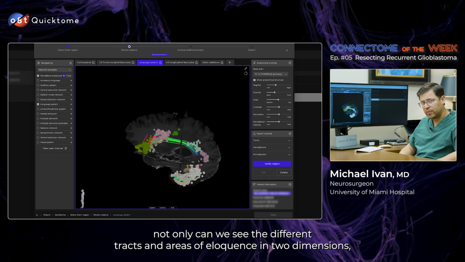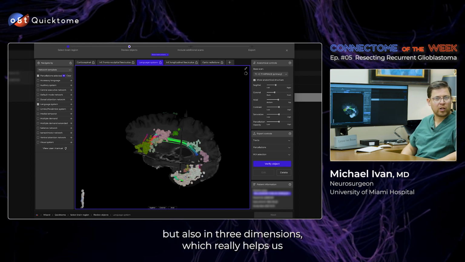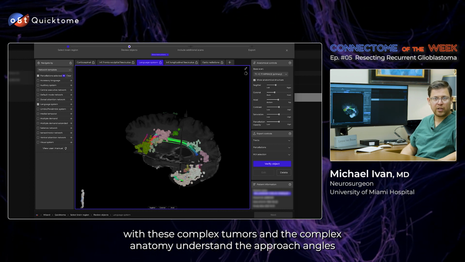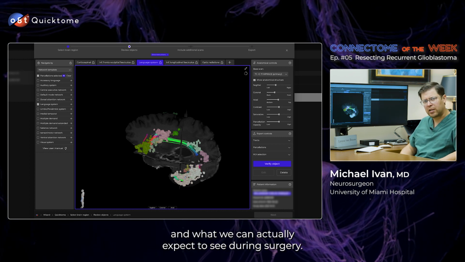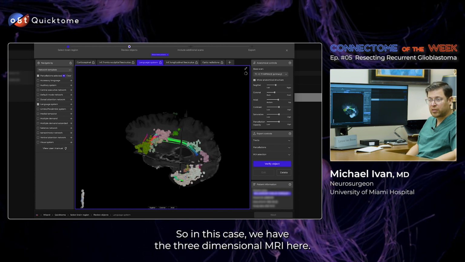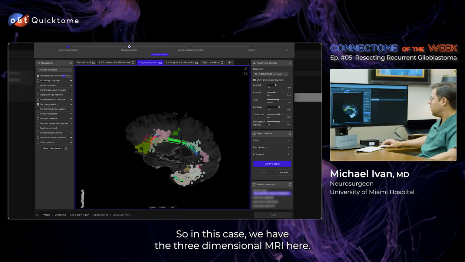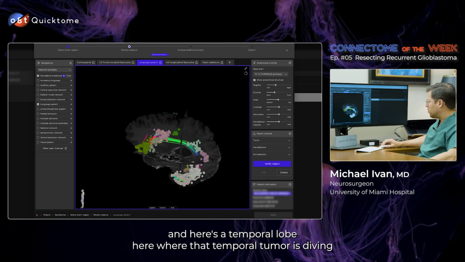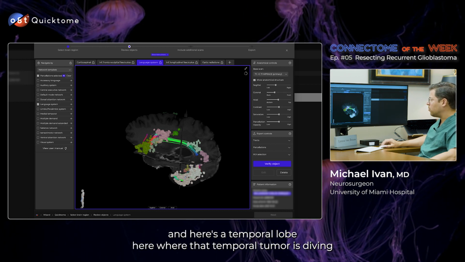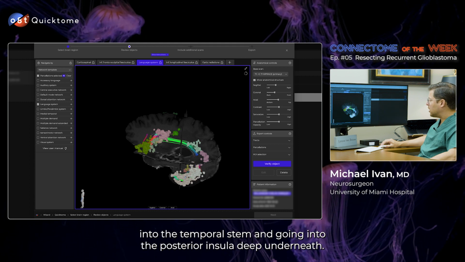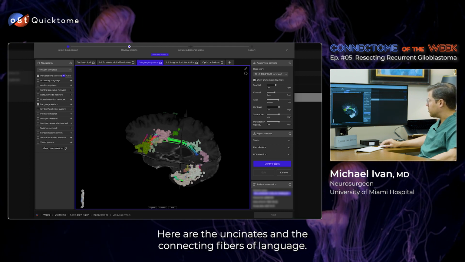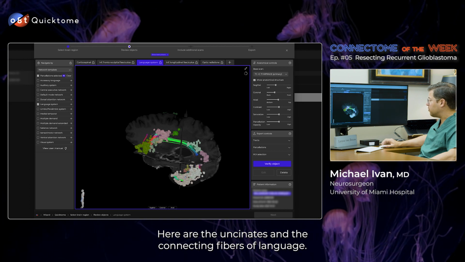areas of eloquence in 2 dimensions, but also in 3 dimensions, which really helps us with these complex tumors and the complex anatomy, understand the approach angles and what we could actually expect to see during surgery. So in this case, we have the 3-dimensional MRI here. We could see here that this is the front and the back, and here's the temporal lobe here where the temporal tumor is, diving into the temporal stem and going into the posterior insula, deep underneath here the uncinate and the connecting fibers of language.